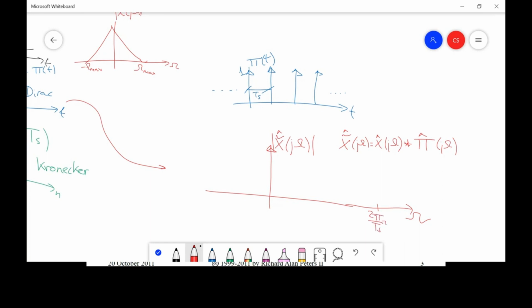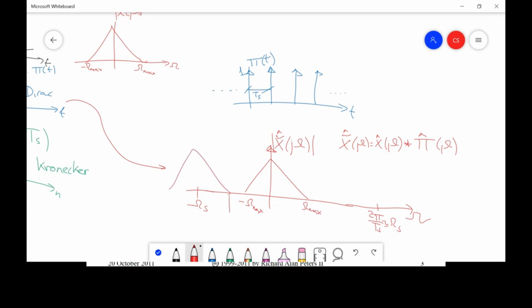This is omega s. It is the frequency associated to the sampling rate. I will have another here, minus omega s, and so on. And I have to convolve this one with deltas that are located at 0, omega s, minus omega s, and so on. So I have to copy that one here. This is the convolution with this one.